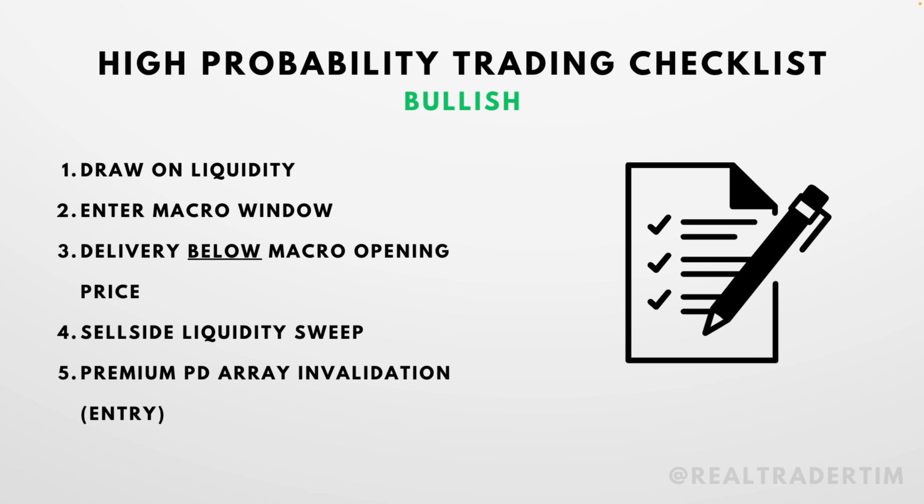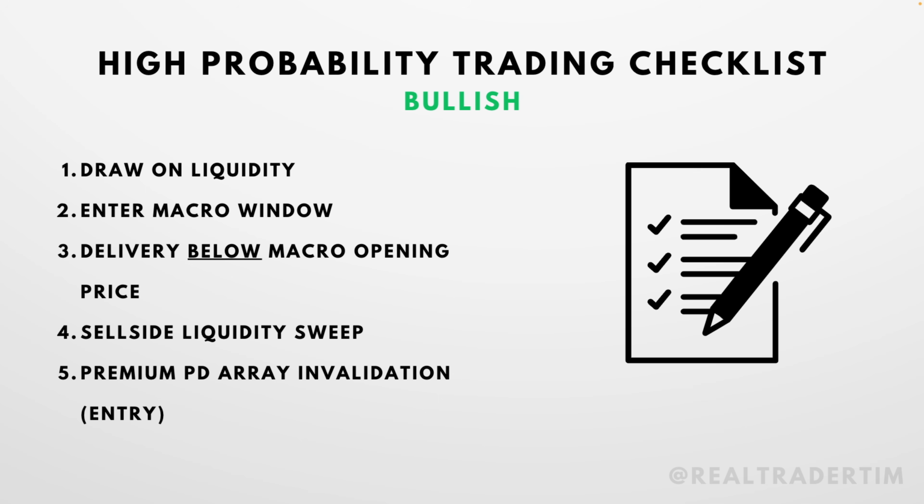So number one, we must have a clear draw on liquidity. If there is no clear draw on liquidity, then we do not entertain a setup until we identify one. After we have identified a clear draw on liquidity, we wait for time to align with price. So what do I mean by that? We wait for price to enter a macro window, which is X50 to X10. For example, 9:50 a.m. Eastern Time to 10:10 a.m.